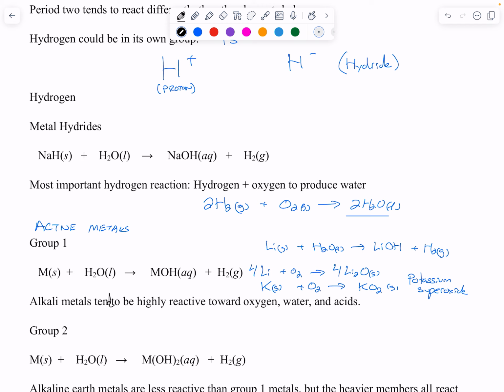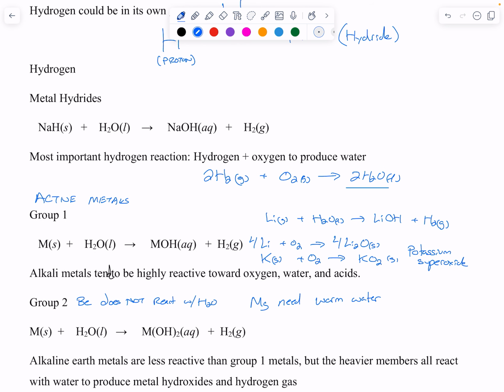Group 2, same thing. Now, with group 2, all right, beryllium does not react with water, and Mg needs warm water. Very slow. But they're typically less reactive than group 1, right, but they also do produce metal hydroxides and hydrogen gas, all right, and you see how the metal can be any of them. That's how it's going to work out. Okay, and typically you need a 2 here, you need a 2 here too, right, so this is a 2, this is a 2, and this is a 2, and here, that's a 2. All right.